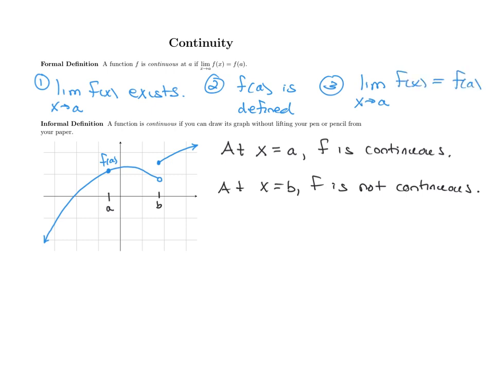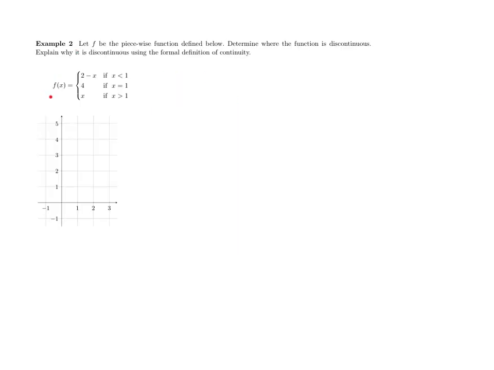If any one of these 3 things does not happen at some spot, we would say that the function is discontinuous or just simply not continuous. Let's check this out in an example. In example 2, we have a function f, and it's a piecewise defined function. I'd like to determine where it is discontinuous and explain why using the formal definition of continuity.